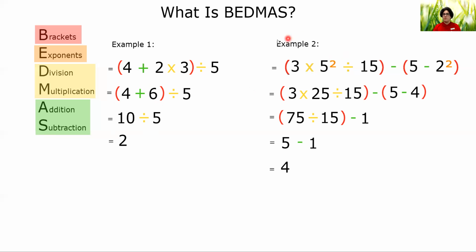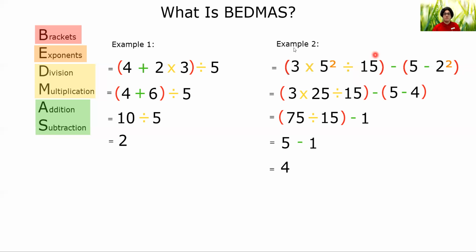Example 2 is a little bit more complex. We're introducing some exponents here, and 2 different sets of brackets. So this is 3 times 5 squared divided by 15, and that's in brackets, and it is subtracting 5 minus 2 squared, which is also in brackets. I'm going to look at my 2 sets of brackets, and what I'm actually going to do is solve these sets of brackets simultaneously, and that is because they cannot affect each other until the brackets have been completely solved for. So I can solve these brackets simultaneously.